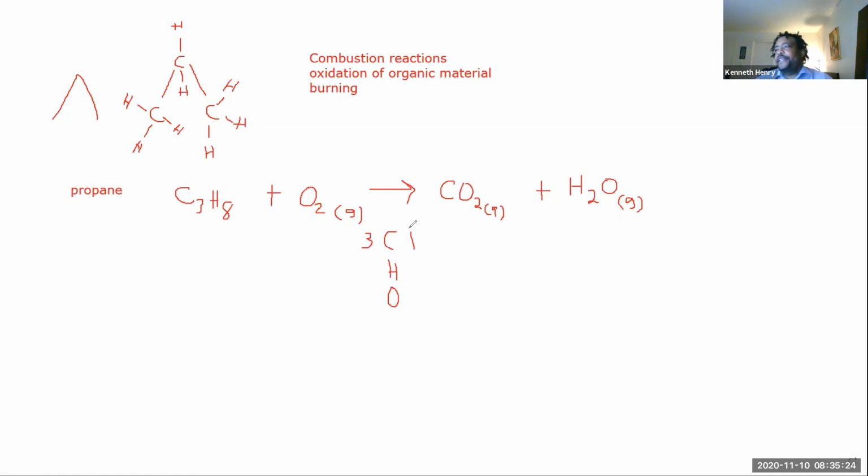So if nobody else is talking. Okay, Whitney, help me out here. How many hydrogens do I have on the product side? On the product side. 2. And on the reactant side? 8.